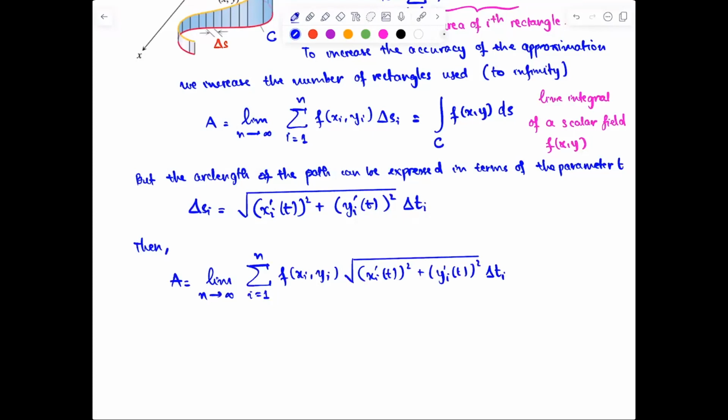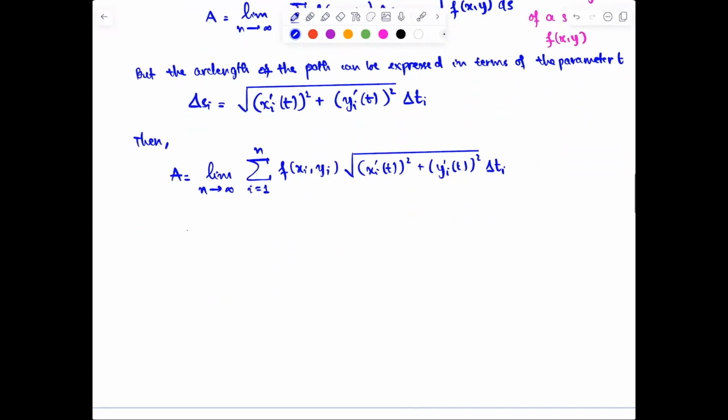At this point, you turn this into a definite integral. So this is equal to the integral of f of x comma y times the square root of x prime of t squared plus y prime of t squared dt, for t going from a to b.